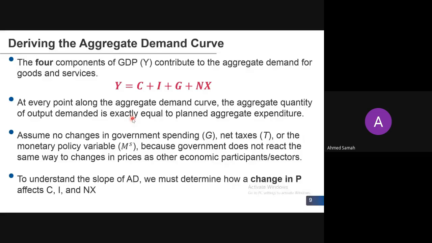To understand the slope of aggregate demand, we must determine how a change in price affects consumption, investment, and net exports. There are three reasons why the aggregate demand curve slopes downwards. The first is the wealth effect.